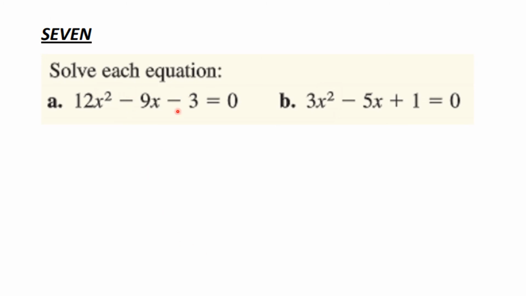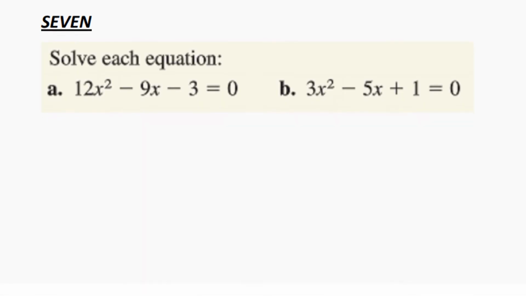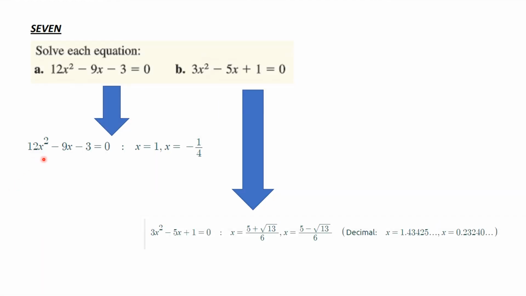You have to solve two equations. They're both quadratic equations. Since there's two, the problem would be worth 10 points. Each would be worth 5. The first one, you can factor this, and you should get x is equal to 1, or x could be minus 1/4. Down here, you have to use the quadratic formula, so you get x is equal to 5, plus or minus square root of 13, all over 6.